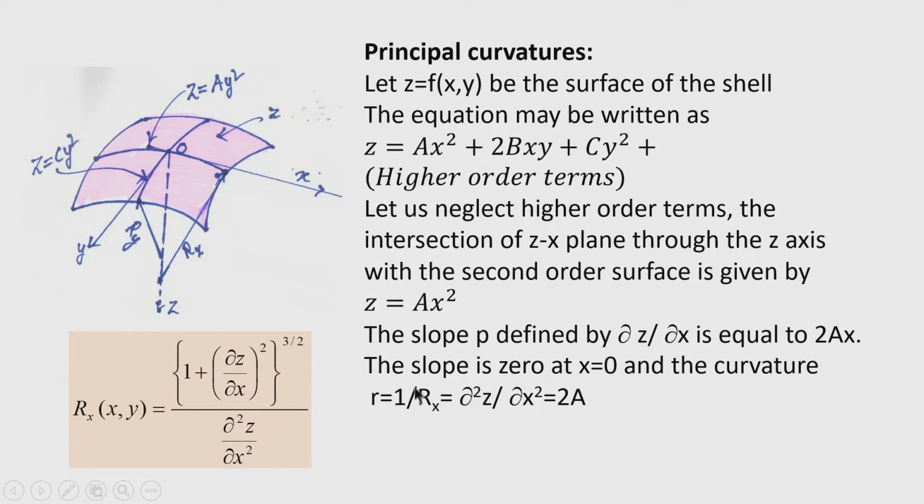So, if the radius of curvature is denoted by capital R x, then curvature along the x direction is defined as 1 by R x. If we consider the slope to be small, then this quantity can be neglected, del z by del x, and then we get R is equal to del square z by del x square. So, del square z by del x square is nothing but 2 a. So, we are getting this R.